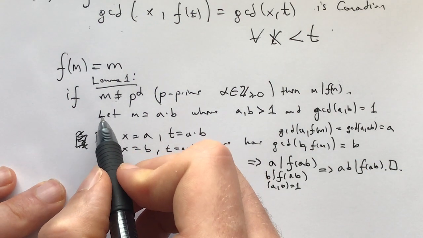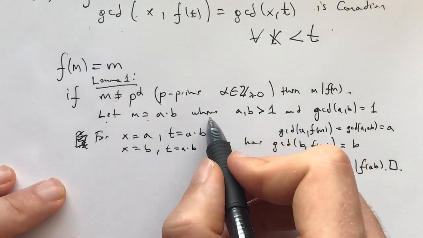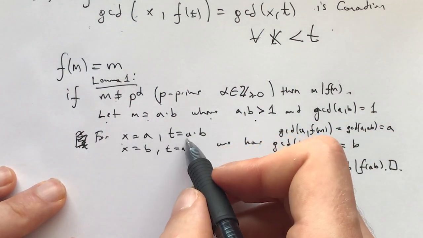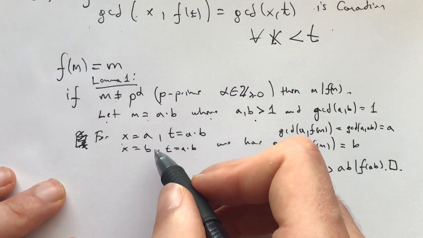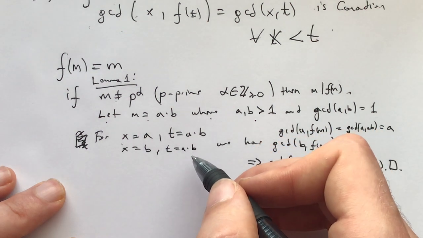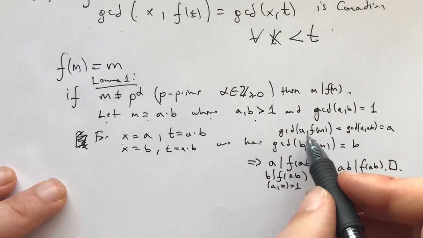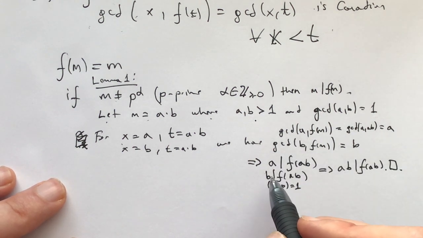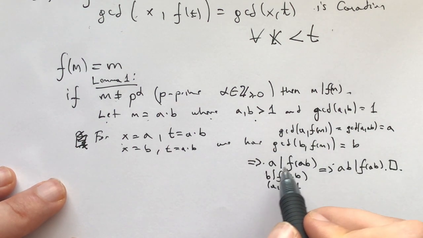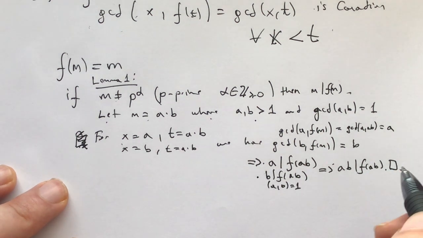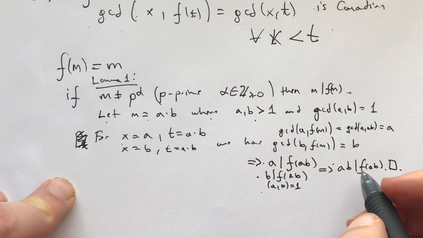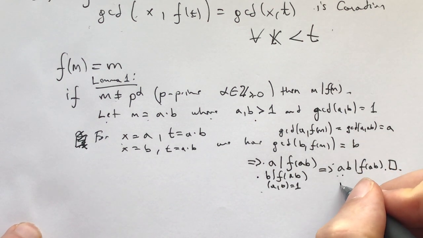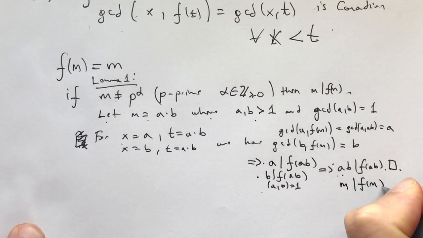And the way we do this is say let m equal to a times b, where a and b are greater than 1, and their GCD is 1. Then for x equals a, and t is equal to a times b, and x equals b, and t is equal to a times b, we have the GCD of a and f of m is equal to a, GCD of b and f of m is b, and that implies a divides f of a times b, b divides f of a times b, and because a and b are relatively prime, this implies a times b divides f of a times b, i.e. m divides f of m.